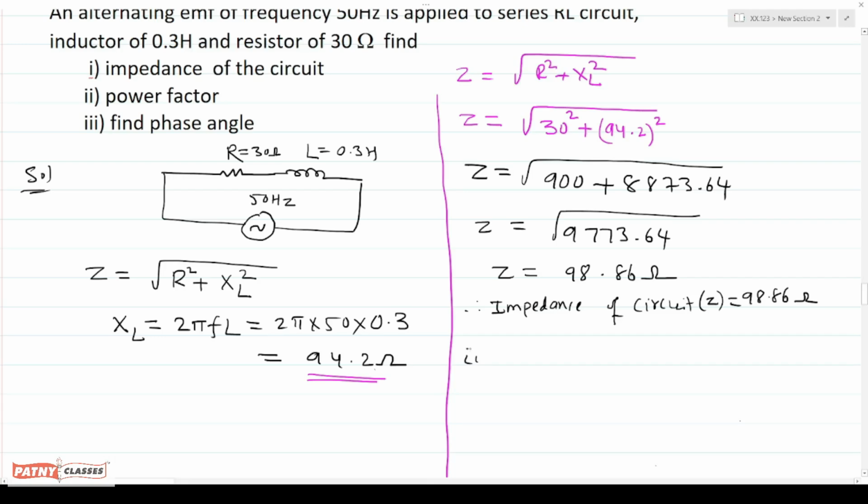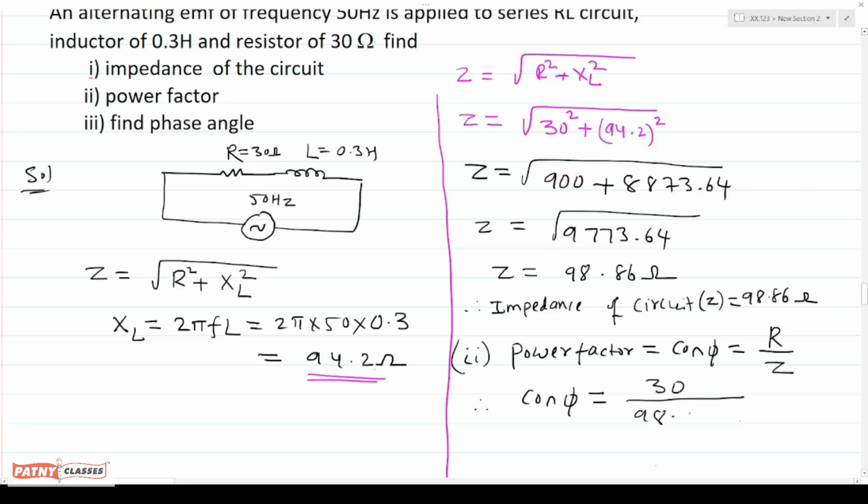After that, second part, power factor. Power factor equals cos phi equals R upon Z. Therefore, cos phi equals R value 30 and Z value 98.86. After division, we get 0.30. So power factor is 0.30.